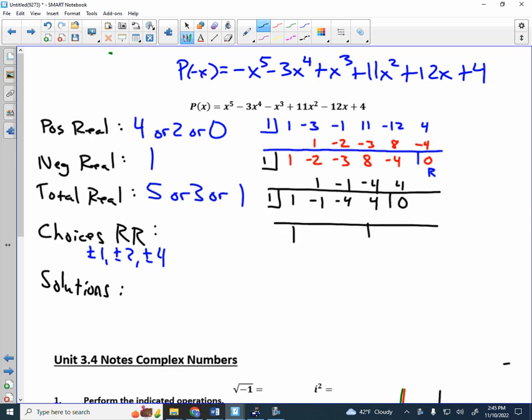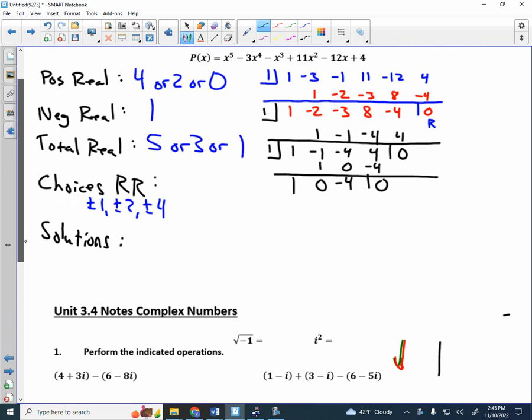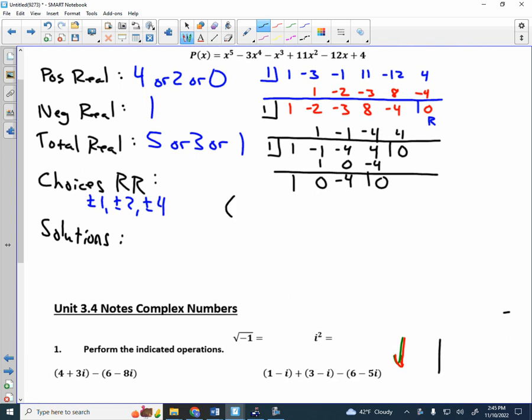1, 1, 0, 0, negative 4, negative 4, 0. So did 1 work again? So 1 worked how many times? 3. So that means this factored to x minus 1 quantity cubed. It worked 3 times x squared minus 4. Does that factor? X minus 1 cubed times x plus 2 times x minus 2.